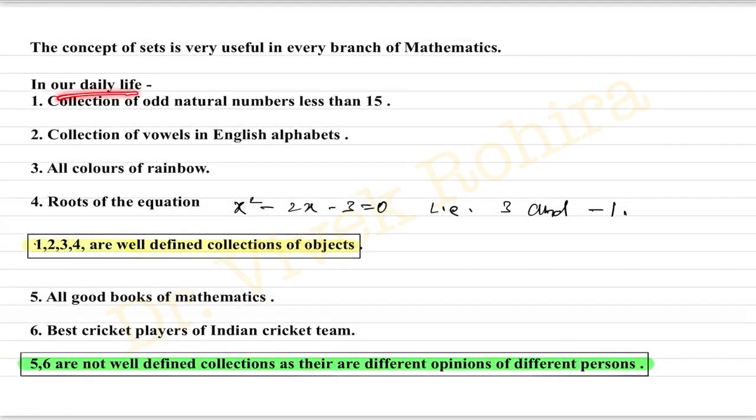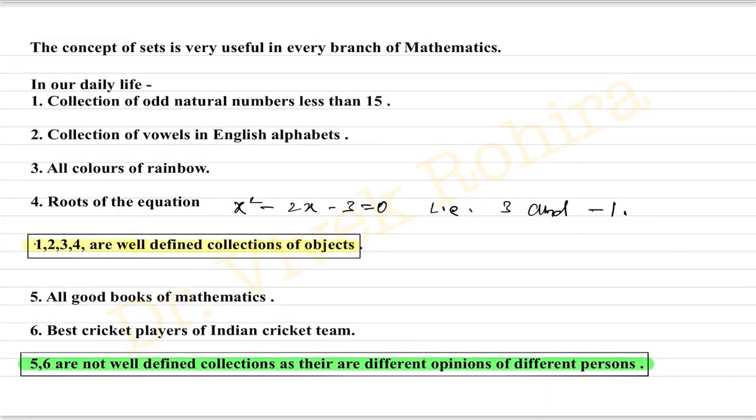In our daily life we come across some examples, that is the collection of odd natural numbers less than 15, collection of vowels in the English alphabet, all colors of the rainbow, roots of the equation x squared minus 2x minus 3 equals 0, that is 3 and minus 1. These examples are well defined collections of objects.